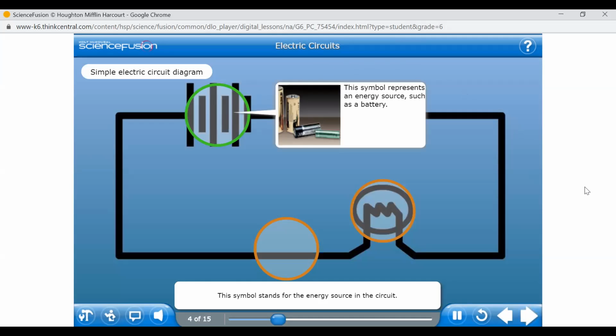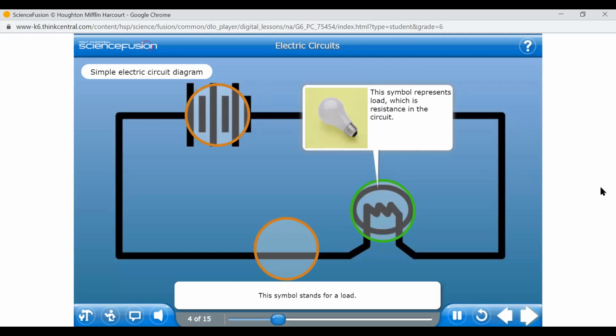This symbol stands for the energy source in the circuit. The energy source for this circuit is a battery, but it can also be any direct current energy source, such as a DC power supply. Several lines indicate several energy sources connected together.